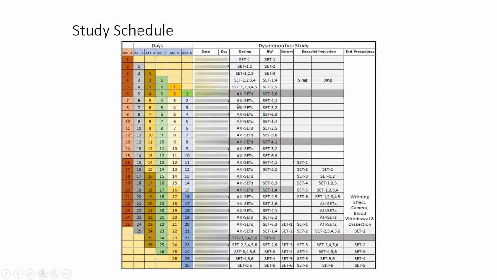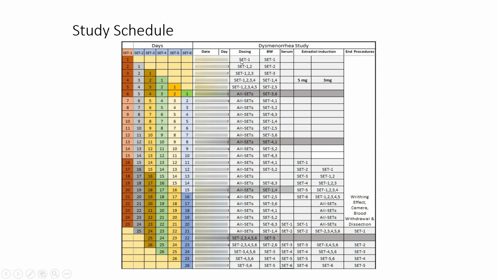If you are not planning to work on a Sunday, you have to set things accordingly. If you are planning to work on that day, you have to add it, because holidays can affect your study schedule. So you have to plan accordingly. Here these are the days 1 to 25, and you have to give the date here. The next point is dosing. How you are going to start dosing, you have to write here.